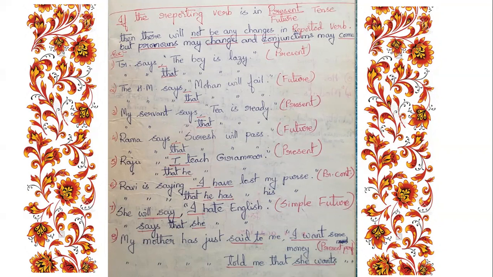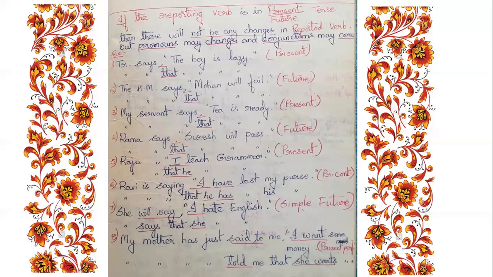Ravi is saying, "I have lost my purse." Ravi is saying that he has lost his purse. My pronoun will be changed to his. She says, "I hate English." She says that she hates English. I will become she. My mother has just said to me, "I want some money." It is the present perfect. My mother has just told me that she wants some money.